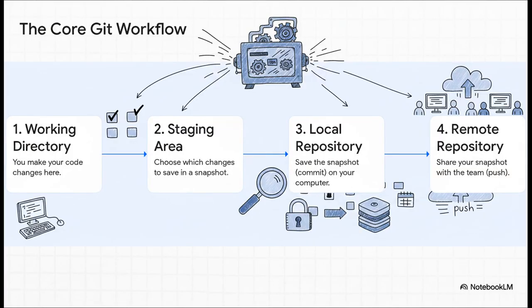And using this time machine is actually a pretty simple four-step process. First, you make your changes in your working directory. Then, you pick which changes you want to save. That's the staging area. Think of it like putting specific items in a box before you tape it up. Next, you commit that snapshot to your local history. That's sealing the box. And finally, you push it to a shared remote place, basically shipping the box off for the whole team to use.